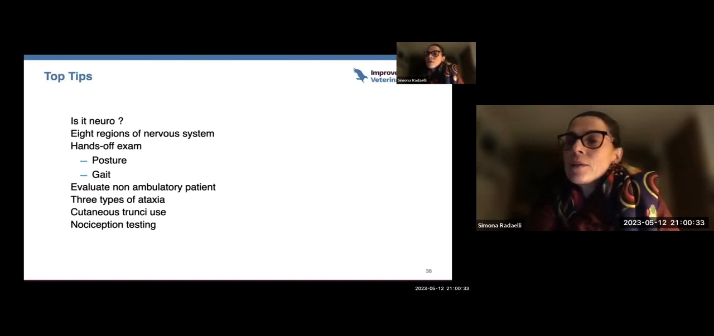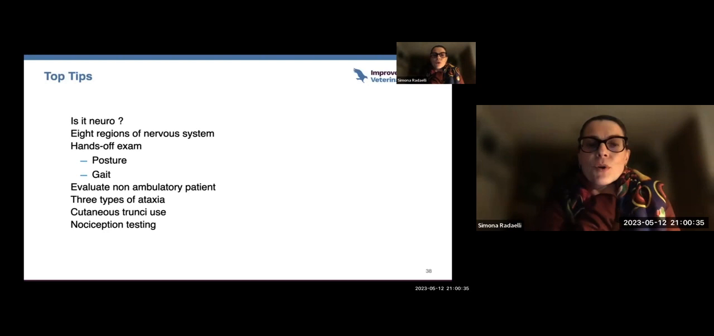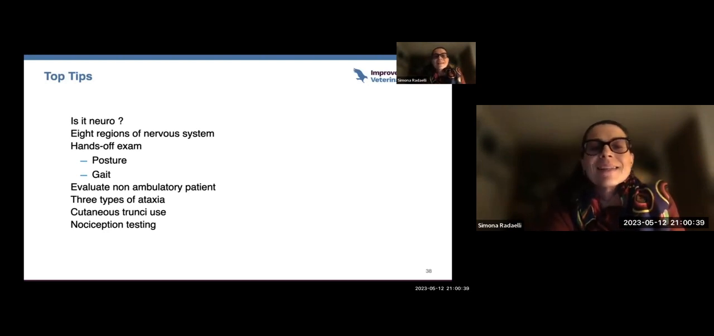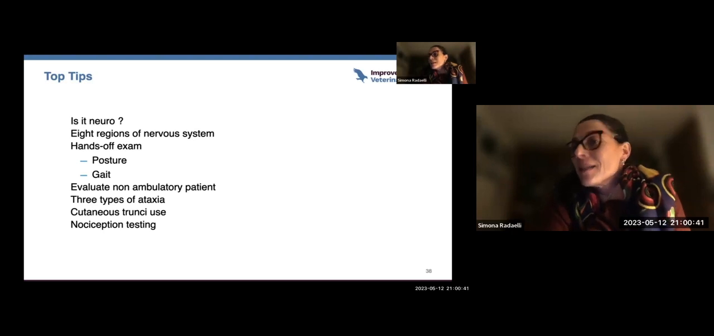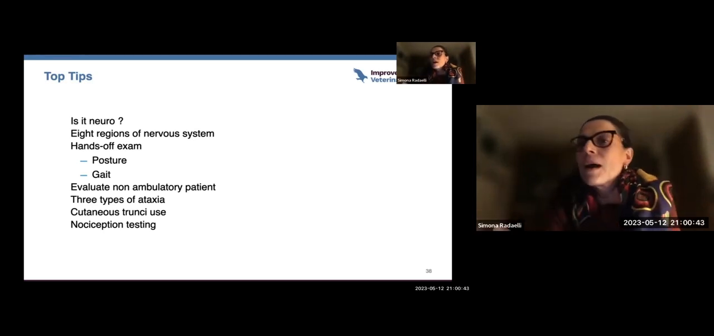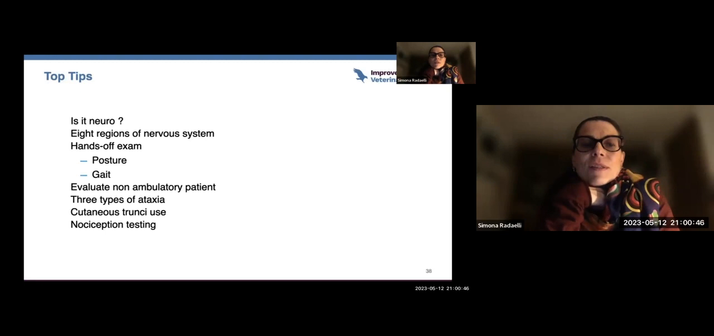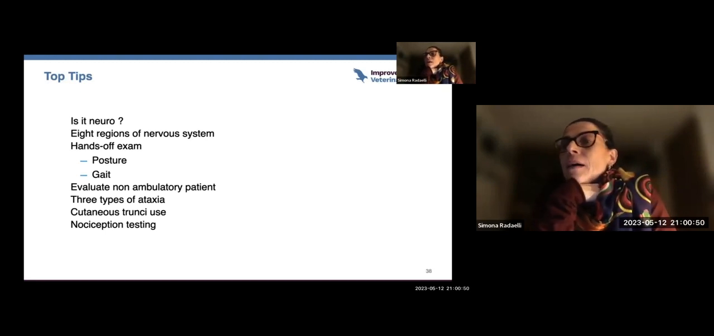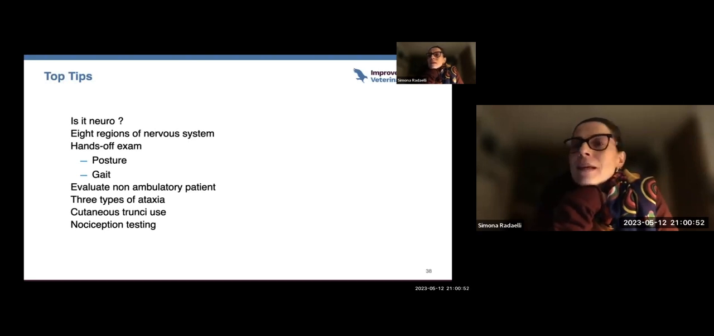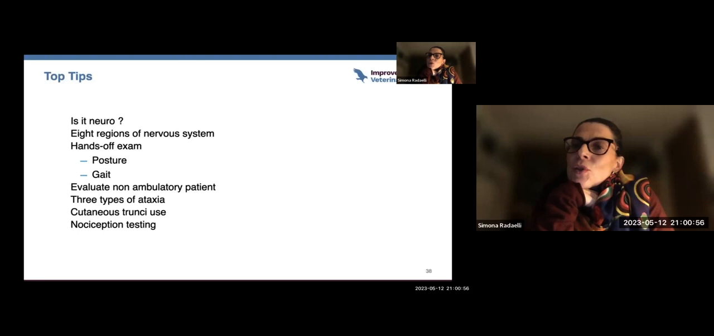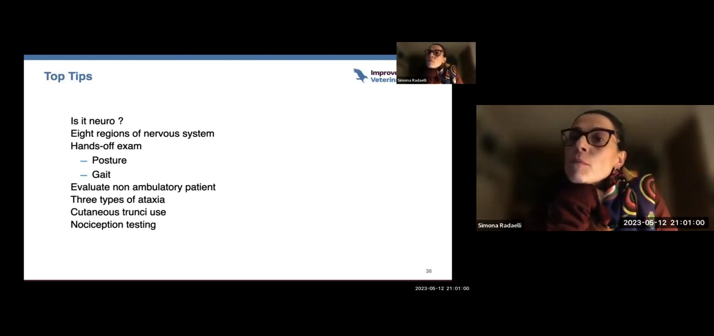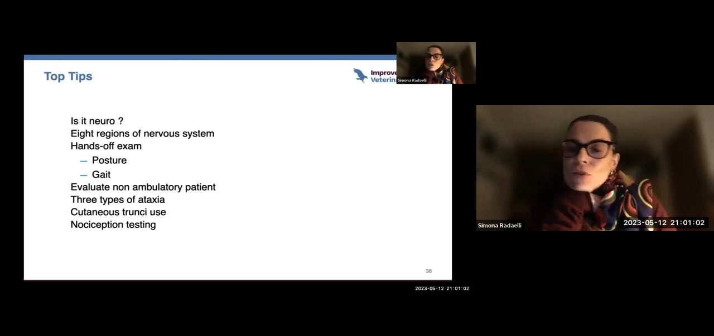Make sure you evaluate non-ambulatory patients. Make sure you lift them up and see if there is movement in the legs. Remember the 3 types of ataxia, because that will help you localize the different areas of the nervous system. The use of the cutaneous trunci to localize in the spinal cord, and testing the nociception. Always look out for behavioral reaction when you test the nociception, and not for withdrawal, not for movement of the leg, but behavioral changes.